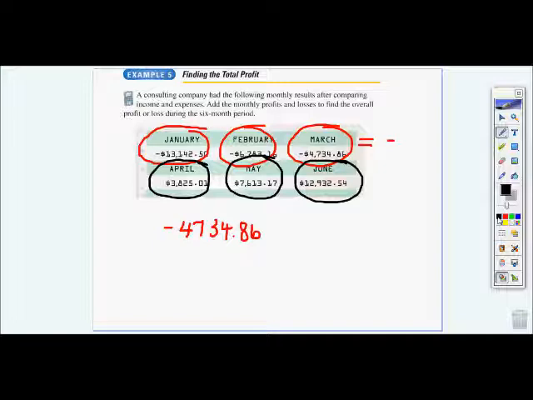Seeing where we end up in the blacks, I'm going to add up my April, May, and June. I was making some profits there. When I do that, I come to the total of, let's see, I come to the total of $12,932.54.